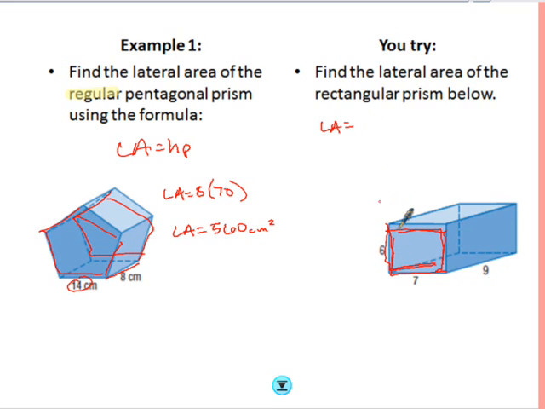So the height is now 9. So that's 9 times, and then the perimeter of the base, this would be 12 plus 14, which is 26. Okay, so the lateral area is 234. Let me check my math right there.